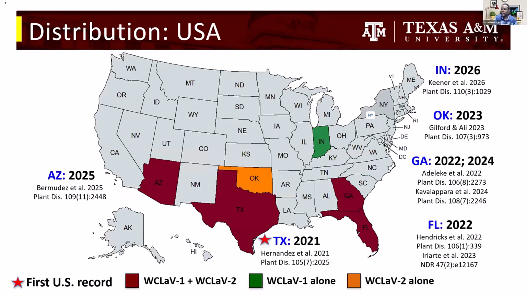In the United States, the virus has been reported in different states. Both viruses have been reported in Arizona, Texas, Georgia, Florida. And in the case of Indiana, Oklahoma, one of the viruses was reported in recent publications. And you can see there the citations for those first reports.